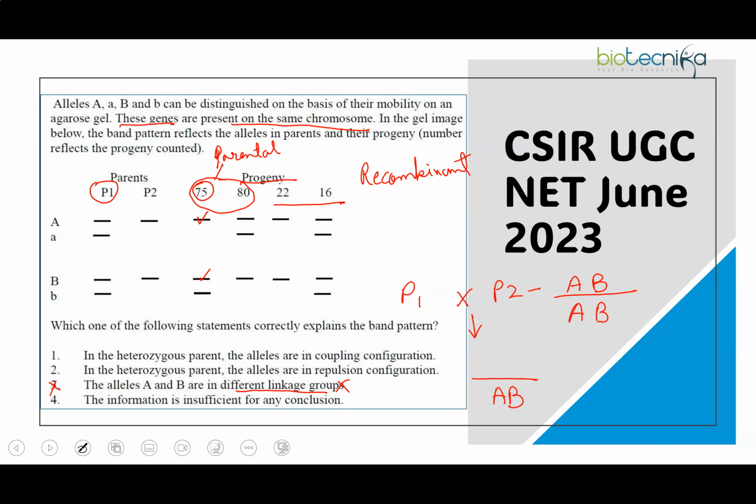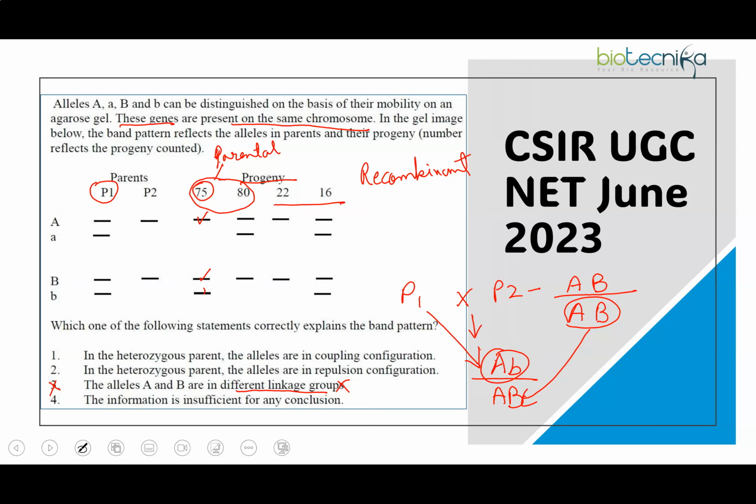What about P1? In case of P1, what is coming? Small b is coming, so you can place small b. What about the other gene? For A, there is only one band given, capital A, which means both the homologous chromosomes have capital A only on it. That solves the question, actually: the chromosome that this progeny has received from P1 is for sure capital A, small b. So capital A, capital B is coming from P2, and capital A, small b is coming from P1.